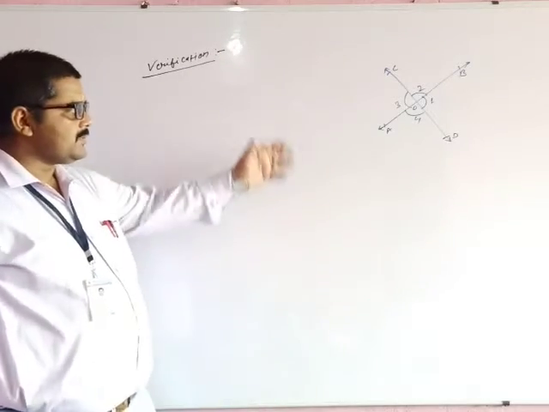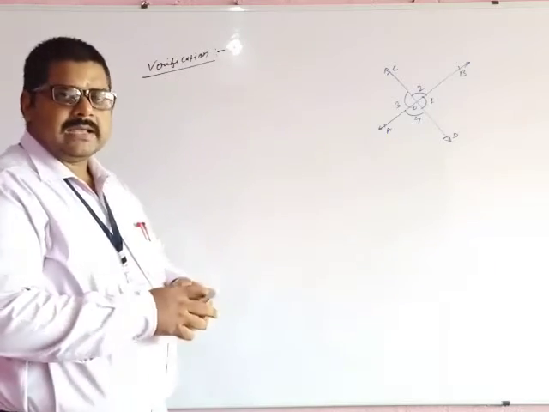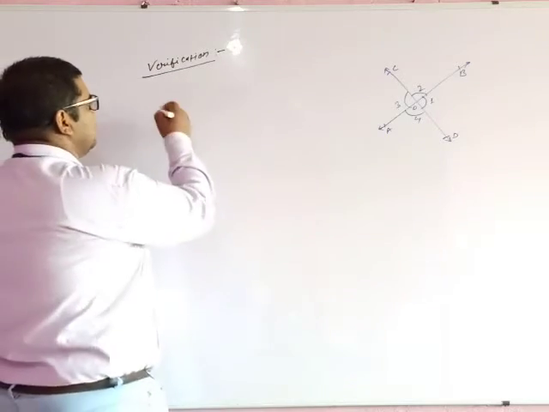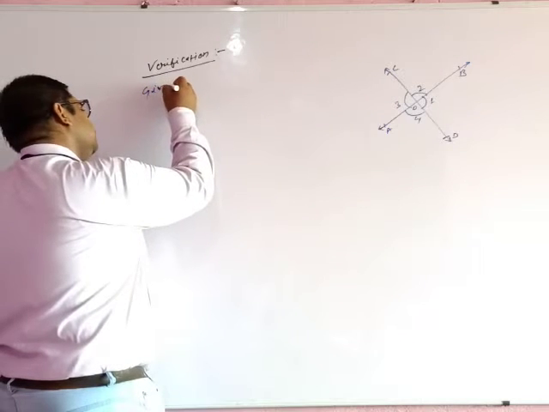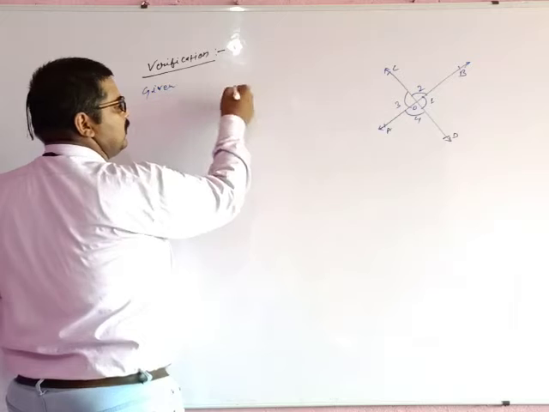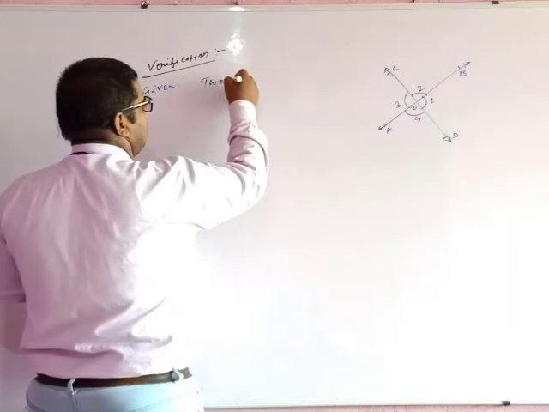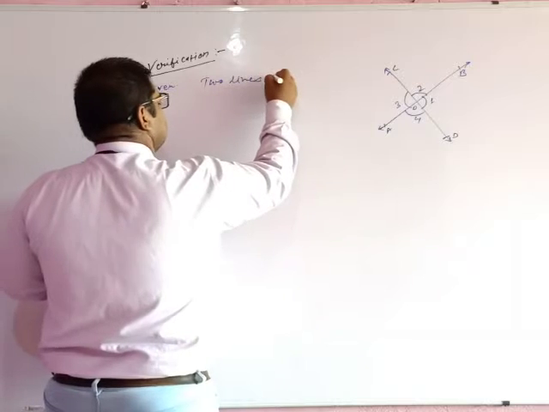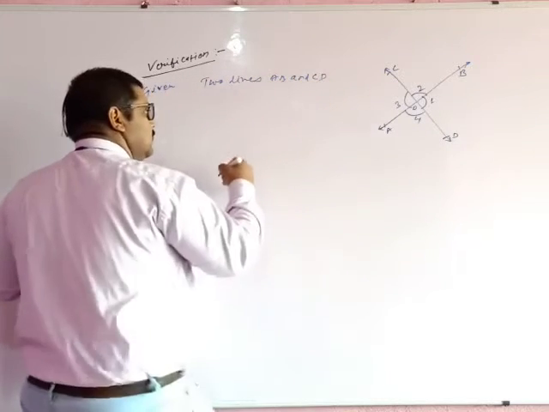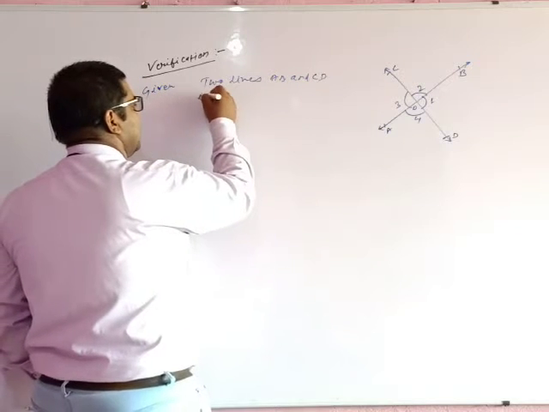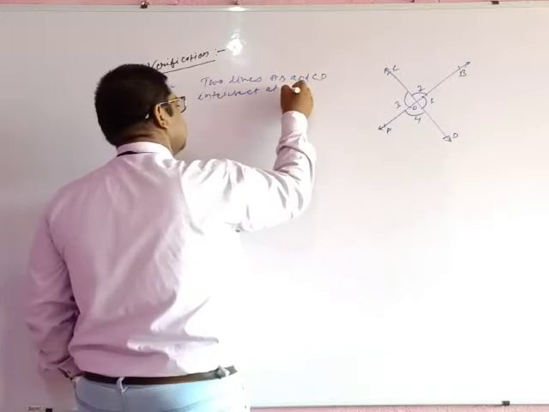My dear students, here I have to prove vertically opposite angles, and for this you have to write down at first, given: two lines AB and CD intersect at O.